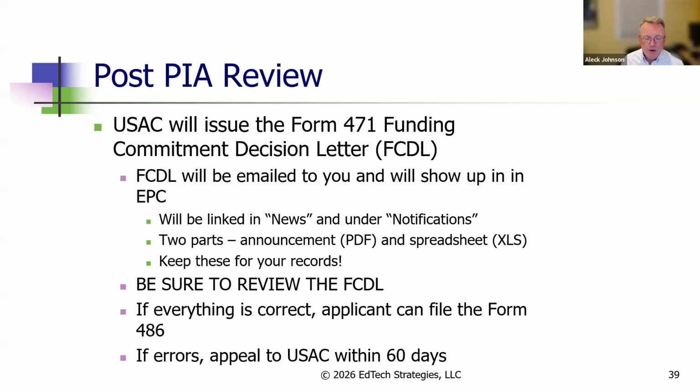The funding commitment decision letter has two components. There's a PDF file, and then there's an Excel spreadsheet. Make sure that you review both of these. If there are any changes that USAC has made, they will be outlined in the funding commitment decision letter. And if you disagree with those changes, you need to appeal within 60 days. If there are no changes, or if the changes are things that you agree with, you can go ahead and move on to the next form, the Form 486, which again, we'll cover next week.